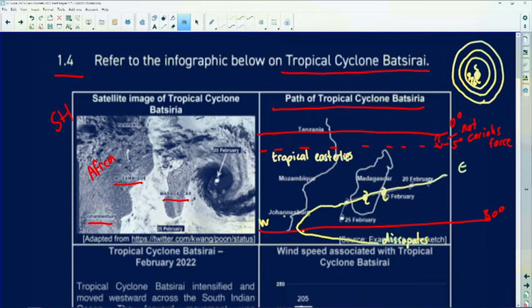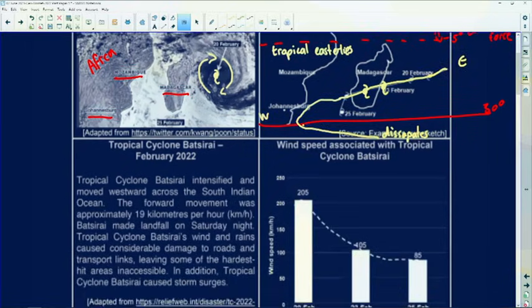Now, as you can see, there's the satellite image, right? We can see the beautiful clockwise circulation of air. We can see the eye of the storm perfectly clear over there. And you can see the buildup of cumulonimbus clouds.